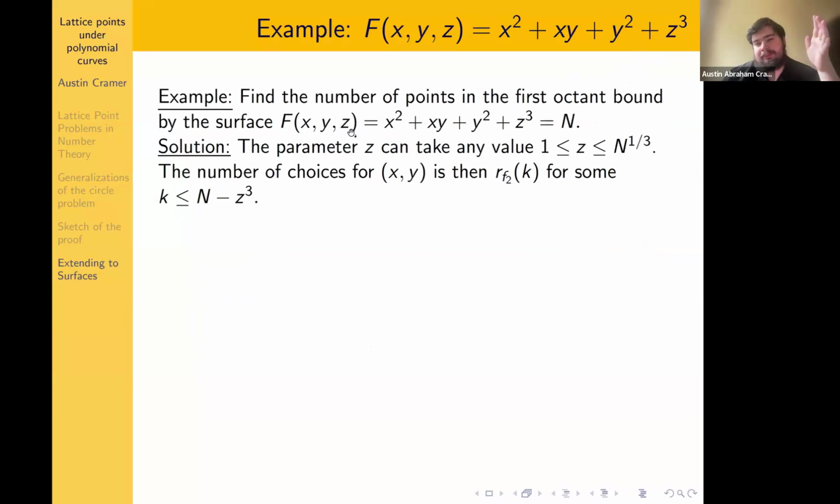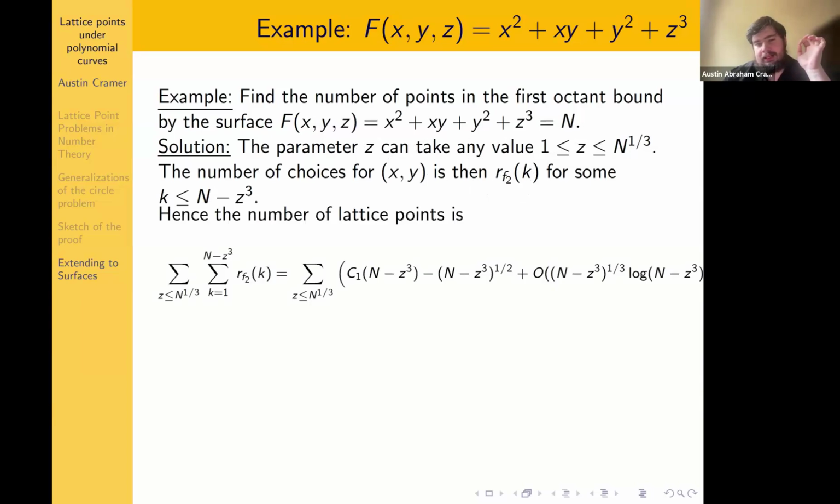And the way we go about that is we count z can take any value from 1 up to n to the 1/3. And then for the number of possible choices for our x and our y, we can use our asymptotic for r sub f2 of k, to count those for some k that's up to n minus z cubed. So if you index all the possible choices for x, y, and z, it looks something like this nested sum, and this inner sum right here is the exact average we just established an asymptotic for.